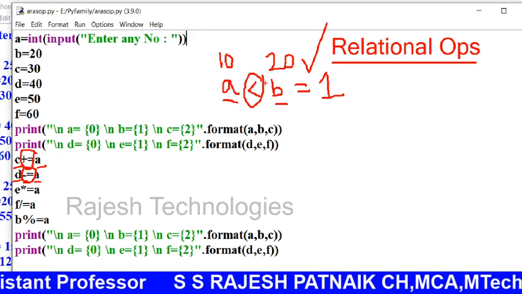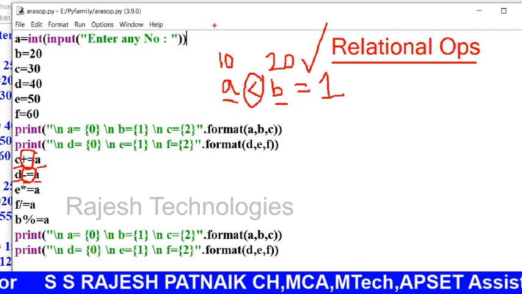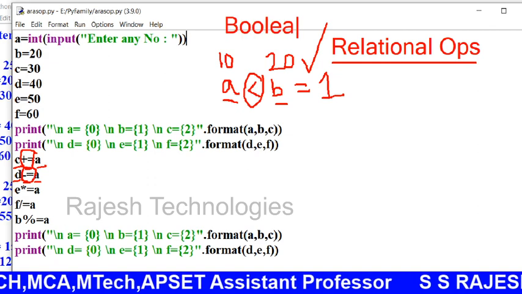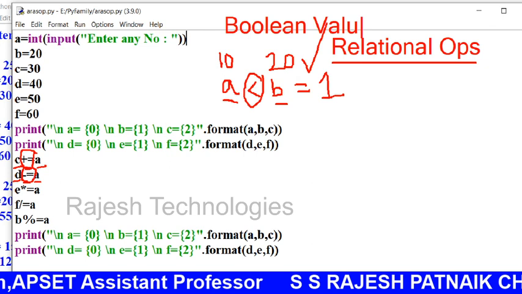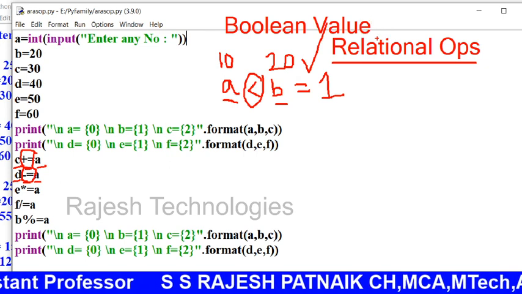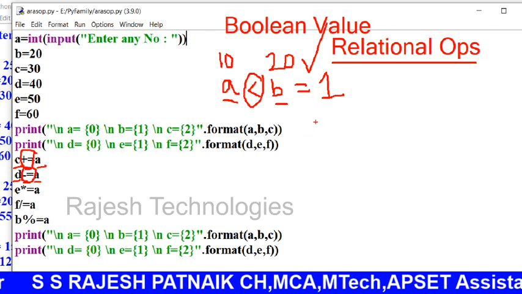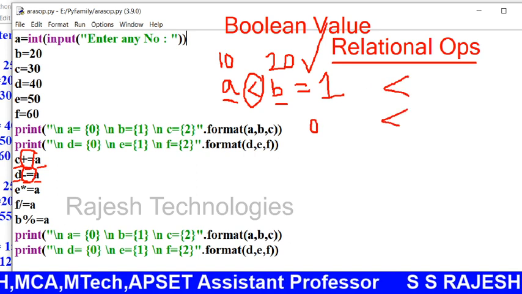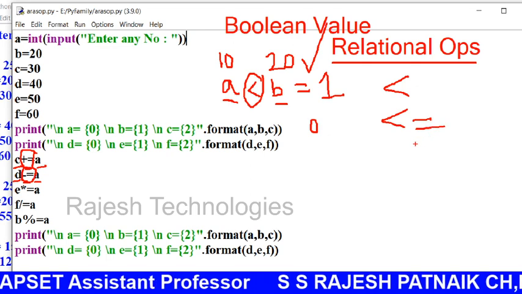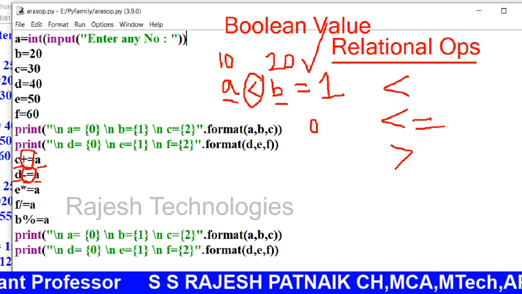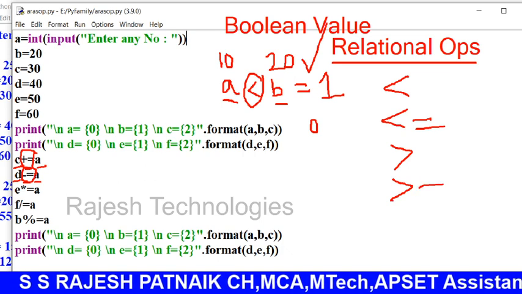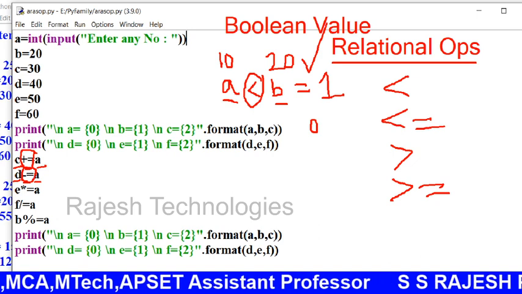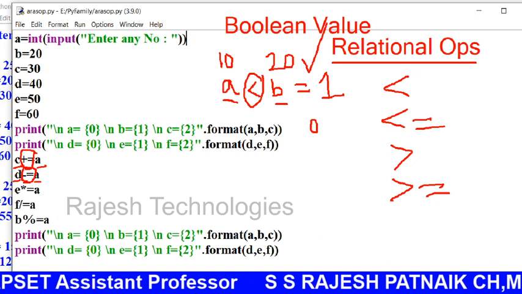Every time it returns a Boolean value. You have to remember that from now onwards, in relational operators we will only get a Boolean value. Boolean value means either true, which is 1, or false, which is 0. We have less than or equals to, greater than or equals to, and not equals to will be there like this.